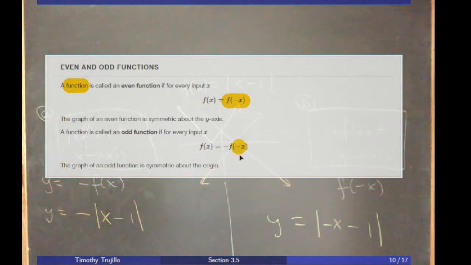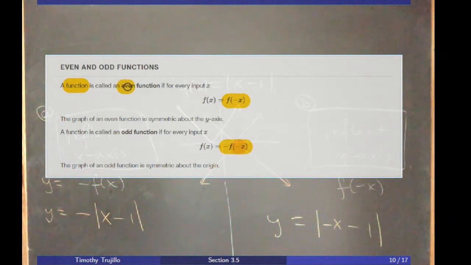So this is first reflect across the x-axis, and then this negative on the outside means reflect across the y-axis. So this is two reflections on this one, okay? Negative f of negative x.